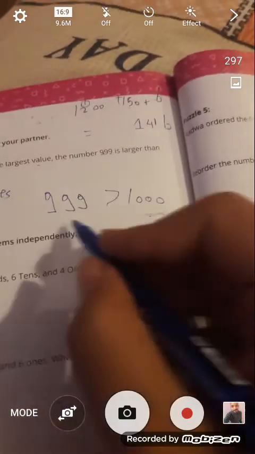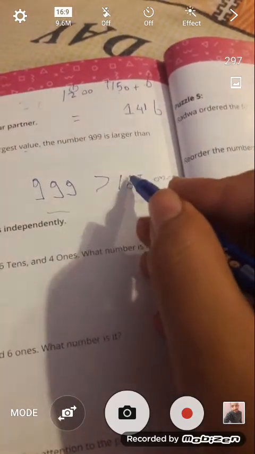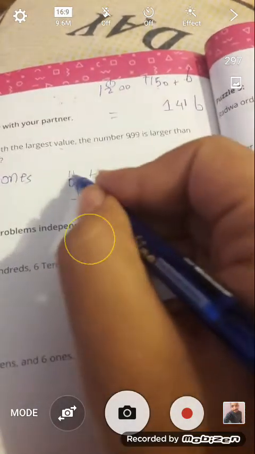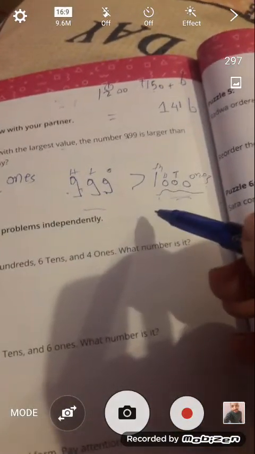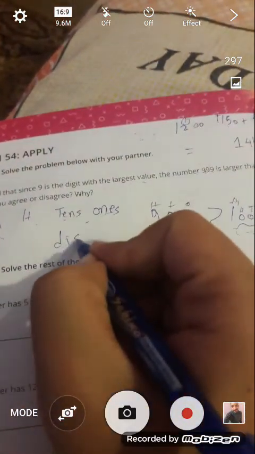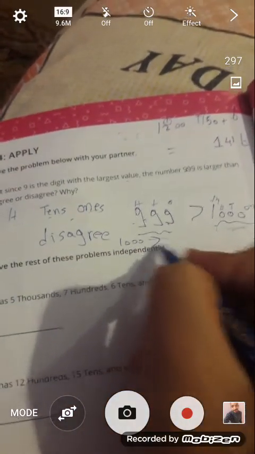Let's put the place values here and the place values here. Here we have ones, tens, hundreds, thousand. What about here? Here we have ones, tens, hundreds only. We don't have thousand here. This is a 4-digit number and this is a 3-digit number. Who is greater? The 4-digit number. So we are disagreeing. Disagree. Because 1000 is greater than 999, because it's a 4-digit number and the other is a 3-digit number.